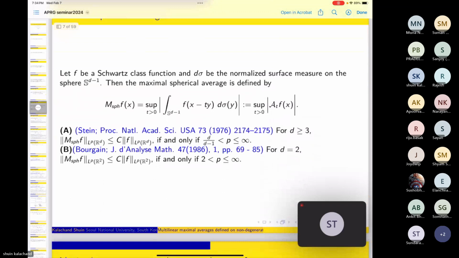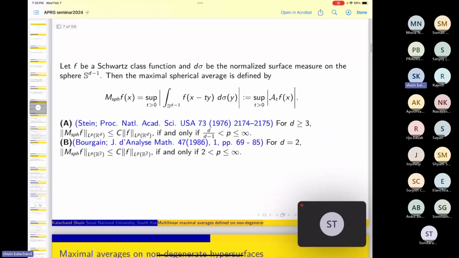And he proved that for dimension d greater than or equal to 3, this spherical maximal function is bounded on L^p if and only if p is strictly bigger than d over d minus 1. And almost 10 years later, Bourgain proved it for dimension 2. He proved that the circular maximal function is bounded on L^p if and only if p is strictly bigger than 2. At the endpoint for dimension 2, even for p equals 2, even the restricted weak type estimate does not hold. But in higher dimension, for d greater than or equal to 3, one can prove restricted weak type estimates for p equals d over d minus 1.